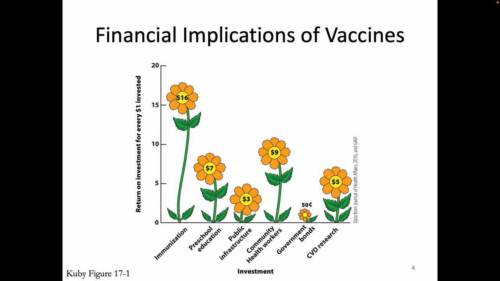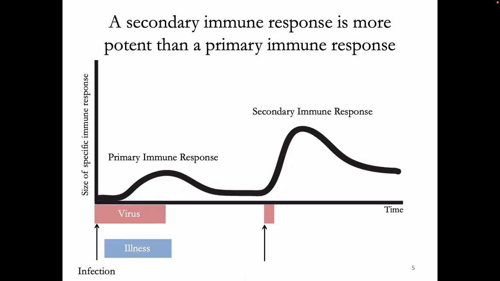If you then add onto it things like agricultural vaccines and how much we've done in terms of livestock and how that's helped with farming, vaccines are pretty clearly the most economically impactful innovation that we have, in terms of medicine in general. So vaccines are pretty useful.